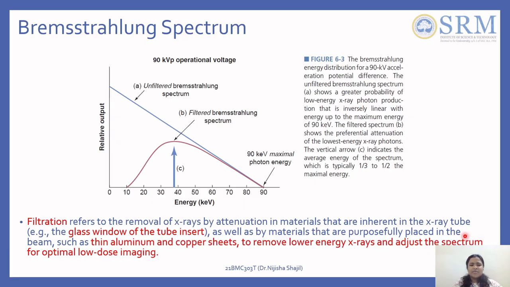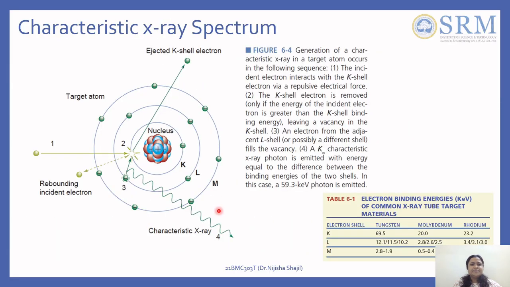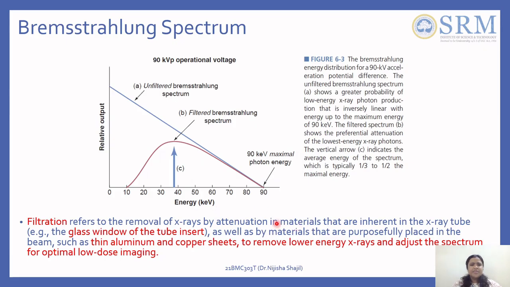The window is a thin aluminum or copper sheet. What do we do? The very, very low energy X-rays you remove, and you bring it to a particular spectrum, so that I know in which energy range my X-rays will be. This is called Bremsstrahlung, because I'll have low, high, everything. Now I'm going to bring it to a particular kiloelectron volt energy of X-rays. With this, we will complete the Bremsstrahlung spectrum. Thank you.